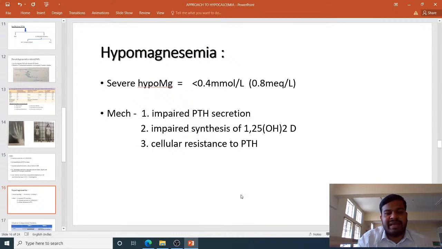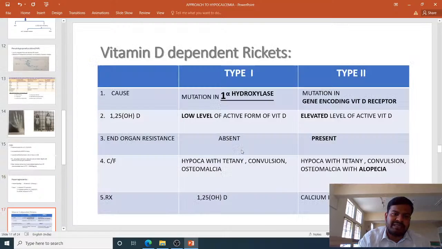So hypomagnesemia, if there is severe hypomagnesemia of less than 0.4 millimoles per liter, the mechanism is due to impaired parathormone secretion, impaired synthesis of vitamin D, and cellular resistance to PTH. So this is how the hypomagnesemia develops.